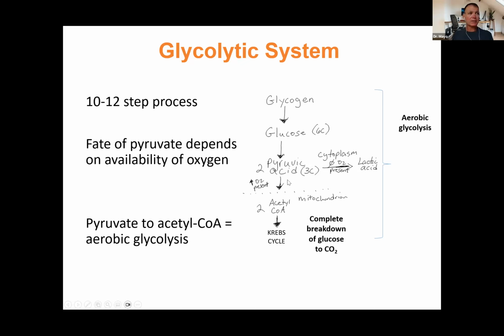If exercise is less intense and we're able to break down pyruvate in the mitochondria, it's called aerobic glycolysis. And I think I had this on another slide. Remember, when the end product is lactate, we sometimes call it anaerobic glycolysis, just to differentiate, because the truth is glycolysis is anaerobic.